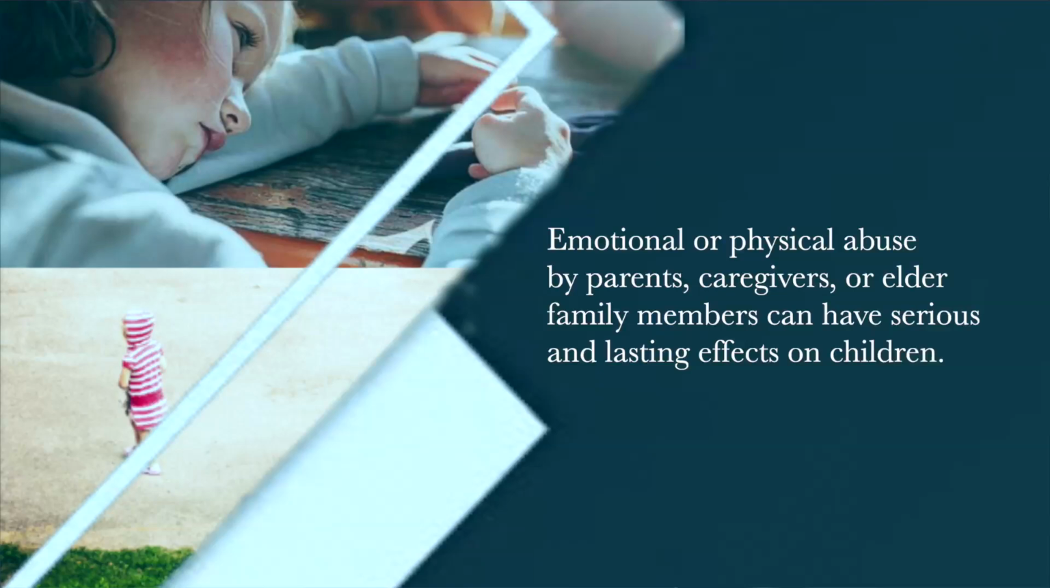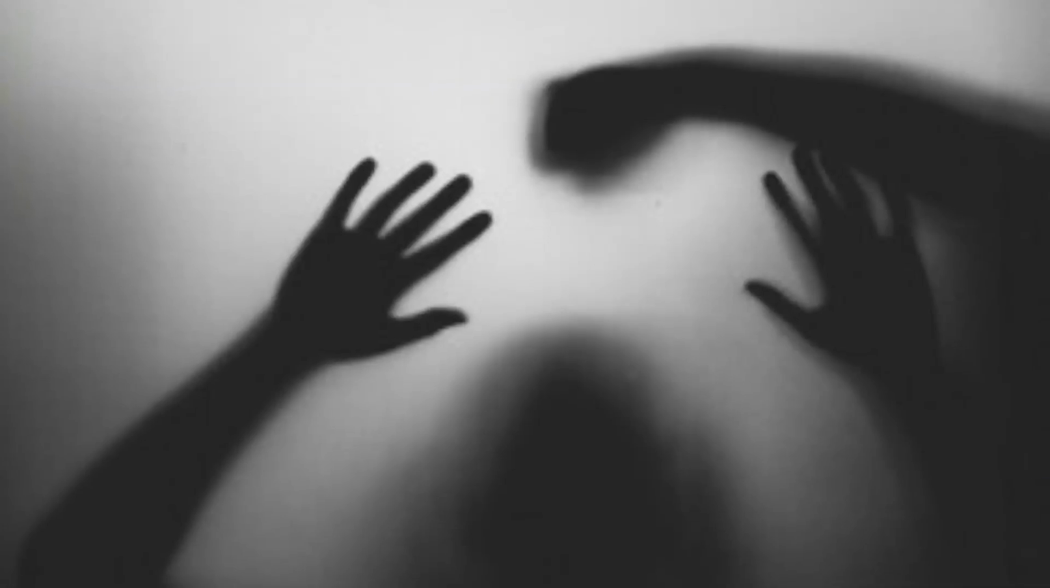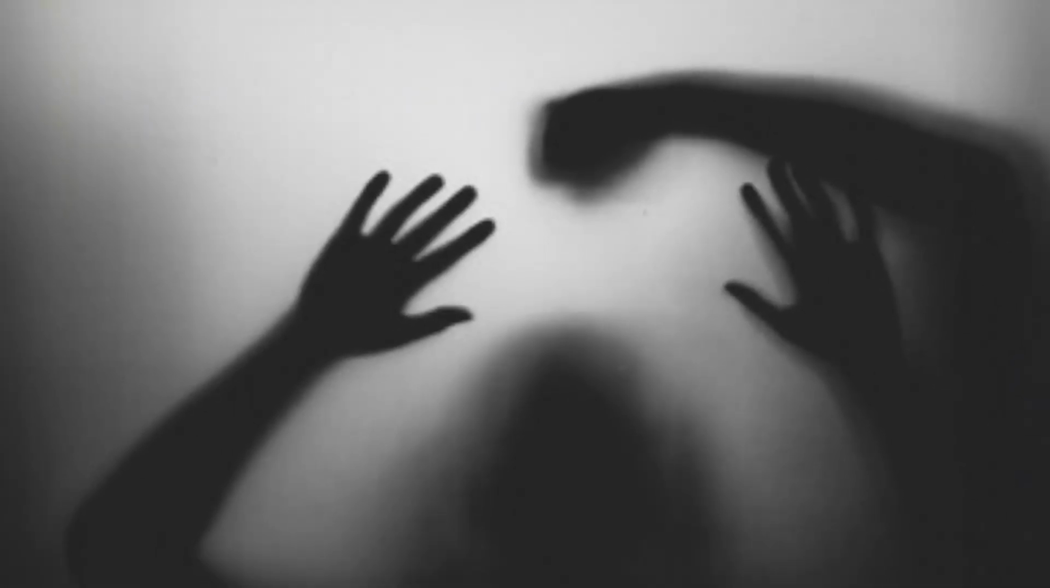Finally, emotional or physical abuse by parents, caregivers, or elder family members can have serious and lasting effects on children. Such experiences can cause severe emotional trauma, leading to trust issues, anxiety, and even behavioral problems. Neglect, whether intentional or unintentional, can also take a toll. Children who feel ignored or unloved may develop low self-esteem and struggle to form secure relationships later in life.